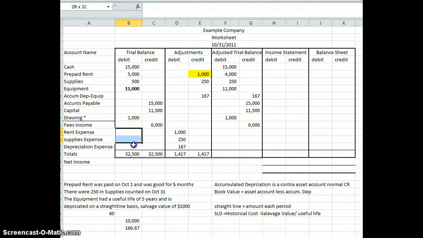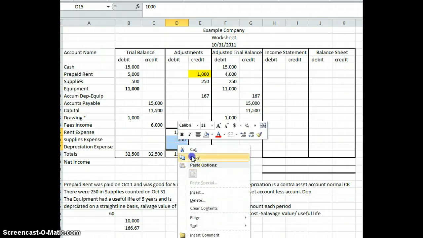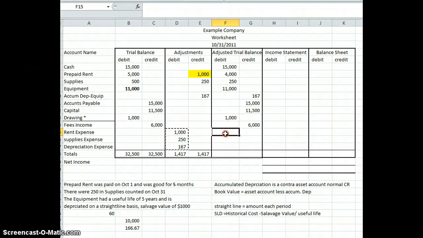Now these expenses started out at zeros, so zeros plus a debit is going to give us a debit balance. So I'm going to copy our expenses and bring them over into the debit balance. And then I'm going to sum my columns, and when I'm done, my debits should equal my credits, and they do. Very good. So now we're going to move on. We have the income statement and the balance sheet. Some of these items are going to go on one, and some of them are going to go on the other.